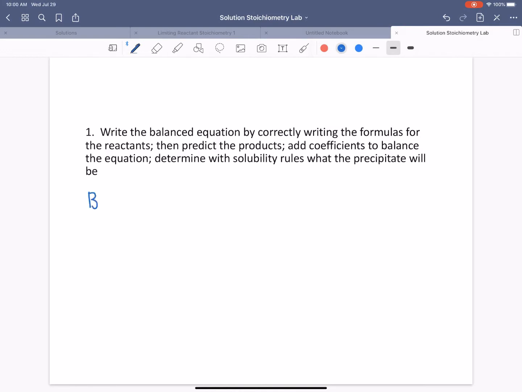Barium ion is a +2, chloride is a -1, sodium is a +1, sulfate is a -2. And then we predict the products. Cation of the first with anion of the second: +2, -2 comes together in a 1-to-1 ratio.